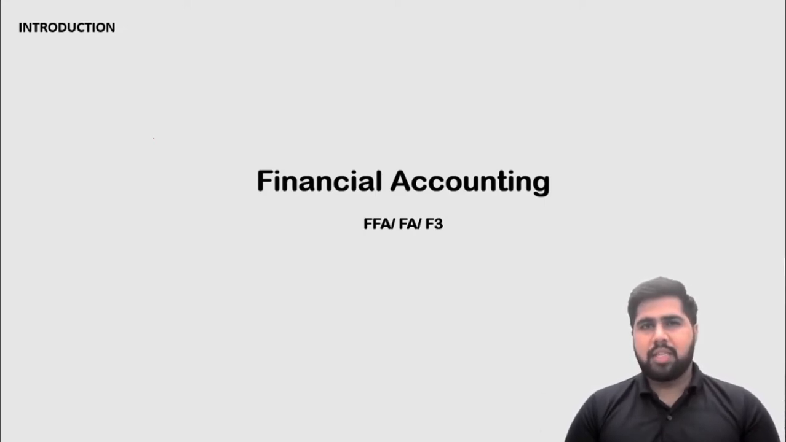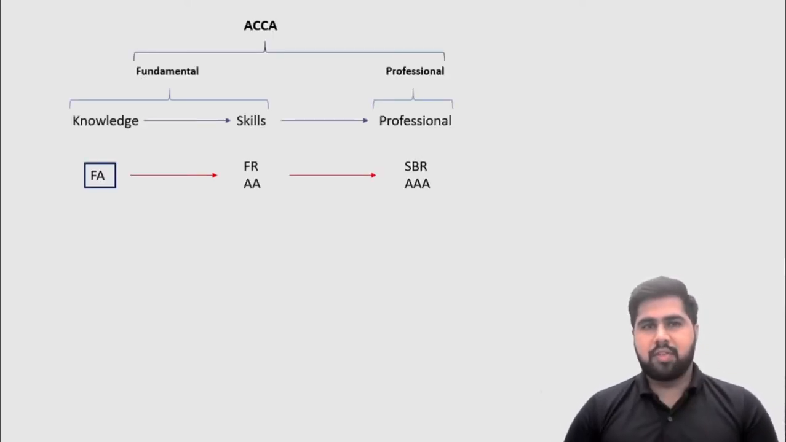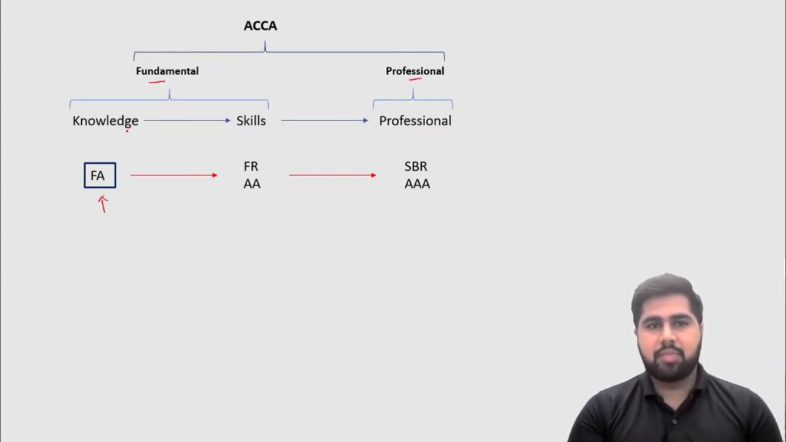What I want to tell you at this stage is that if you look at the structure of ACCA, financial accounting is a knowledge level paper, right? You basically have two levels mainly, your fundamental level and your professional level. The fundamental level is broken down into the knowledge and the skills level, and within the professional level you have professional papers.